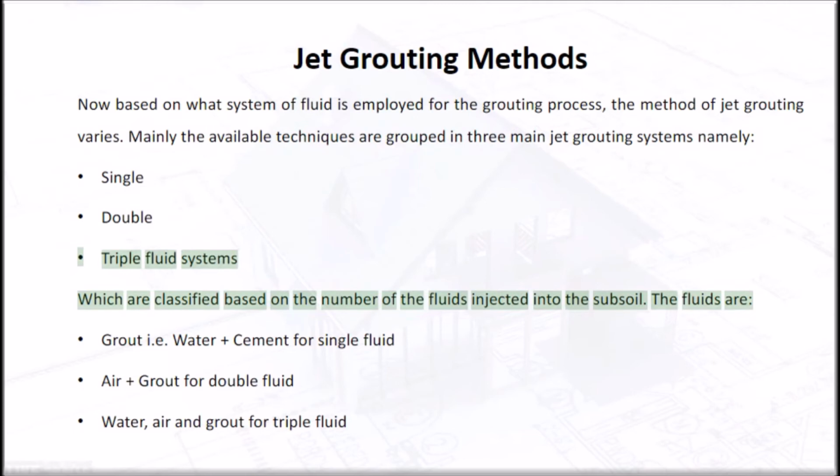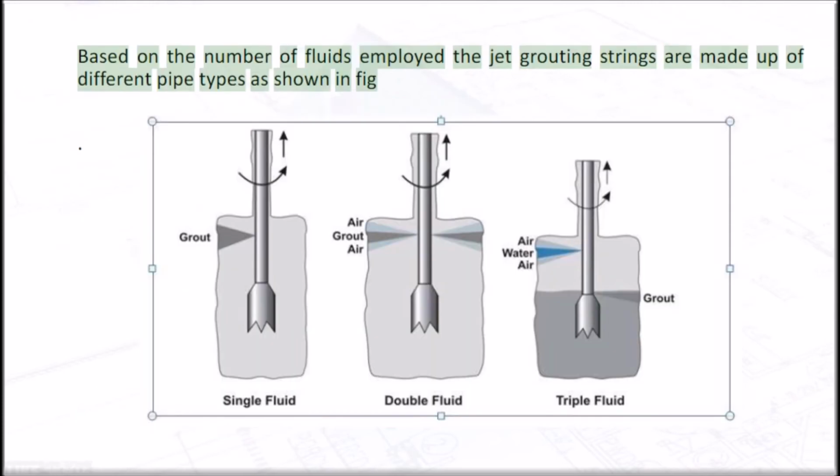The fluids are grout, i.e. water and cement for single fluid, air and grout for double fluid, water, air, and grout for triple fluid. Based on the number of fluids employed, the jet grouting strings are made up of different pipe types as shown in Fig.